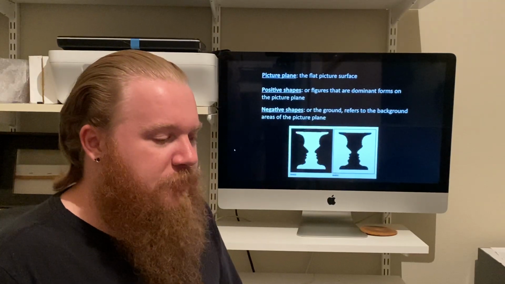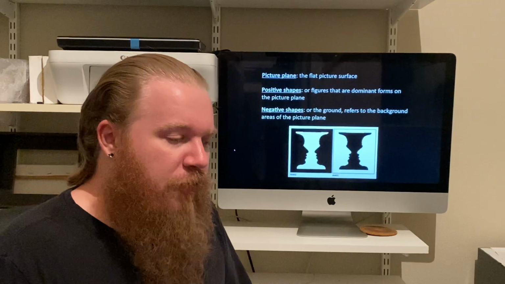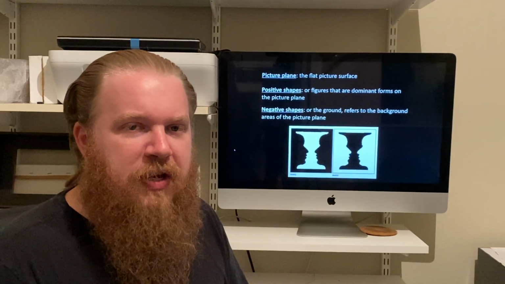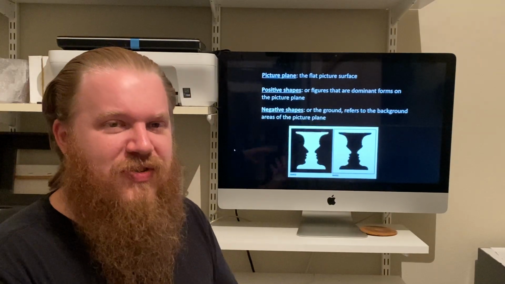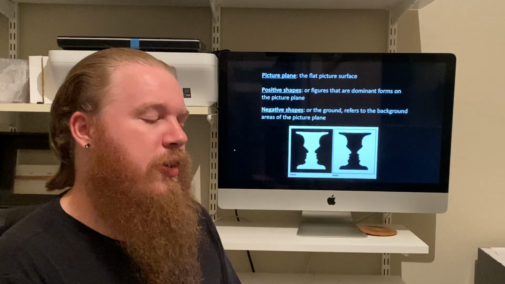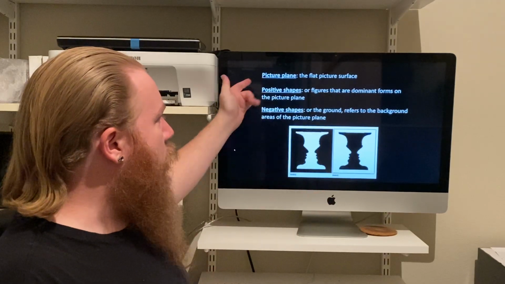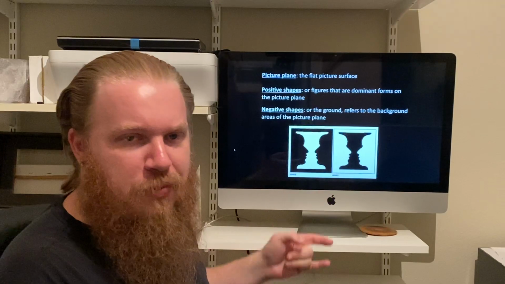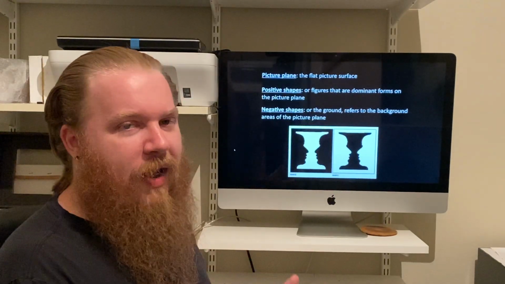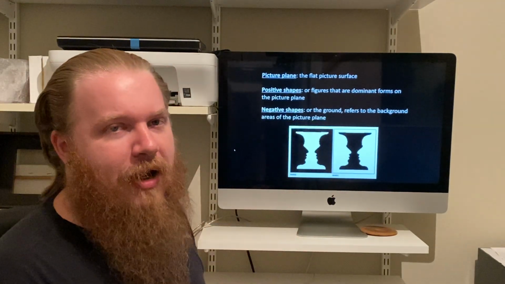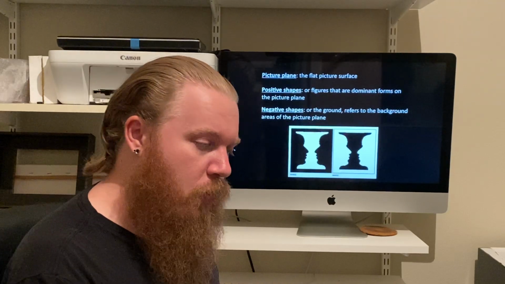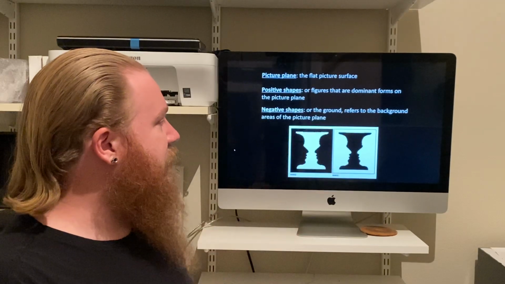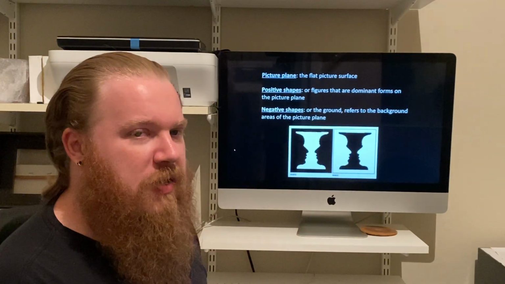Whereas negative shapes or the ground refers to the background areas of the picture plane or areas of subordination that help to create emphasis on the main subject matter. And what's interesting is that our recognition of positive and negative shape can be reversed depending on what we're looking for or at. And so here we have a very simple diagram. I'm sure most of you have seen something like this before. However, depending on which of these we're looking at, we're perhaps going to see a different positive shape.